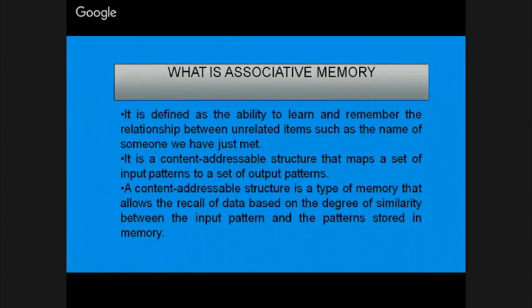So the structure of associative memory is that it is content addressable, and it will remember the association between the input pattern and the output pattern. And it can remember association of related as well as unrelated items.